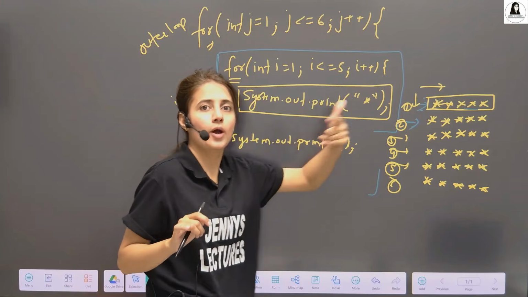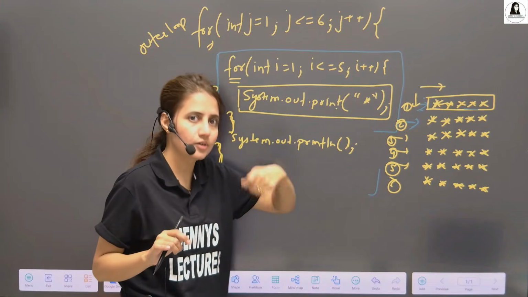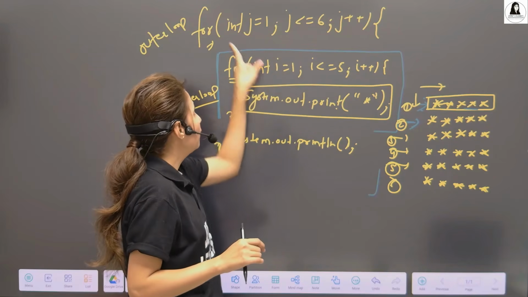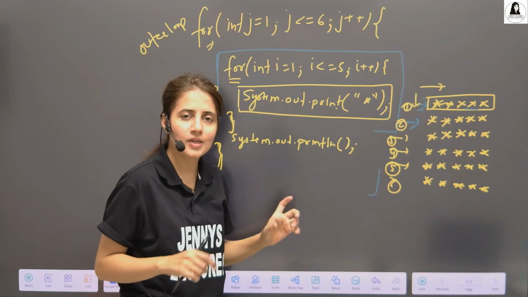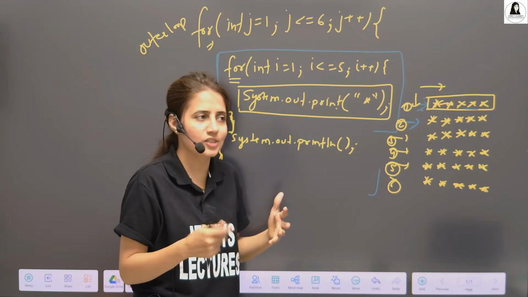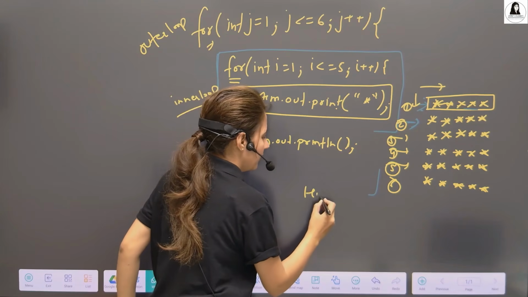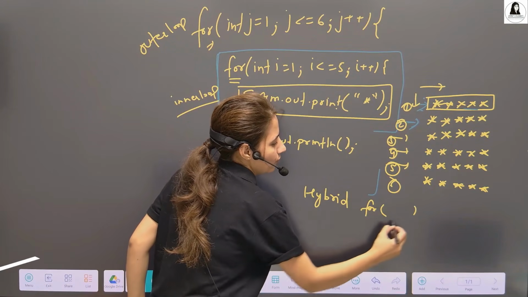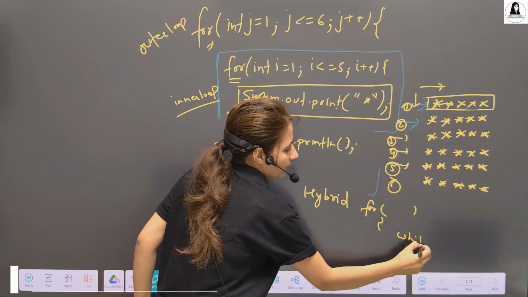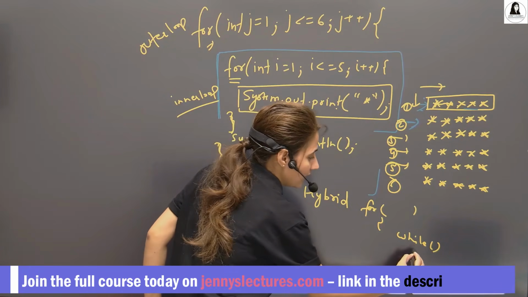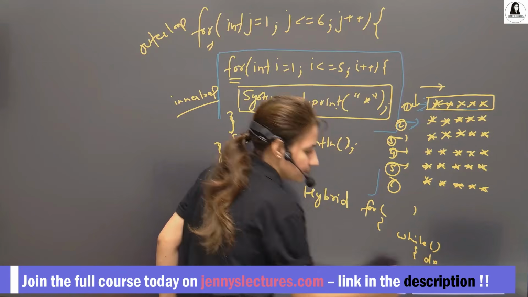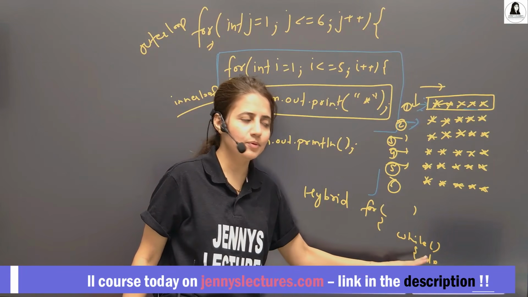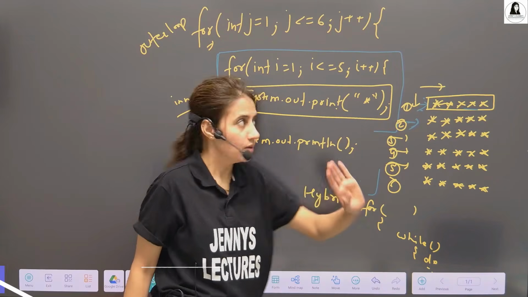The same way we can have a nested while loop, and a nested do while loop. And it's not that within a for we can have only a for loop. No, there are mixed nested loops also, or you can say hybrid loops. That is, outside we have for, inside this we have while, maybe inside this again we have do while. So this is hybrid. And nesting can go up to many levels.